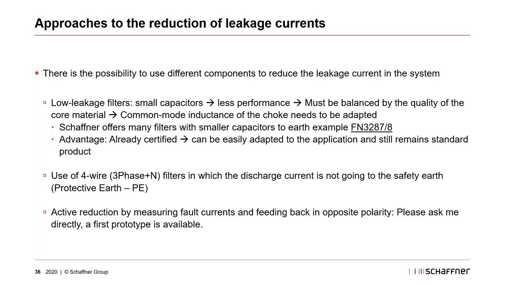This is why we need to balance this by the quality of the core material or by the performance of the core material. This is why we have this FN3287 and 88. So if we reduce, for example, the C values, then in most of the cases you need to take the FN3288, which is the high performance version.